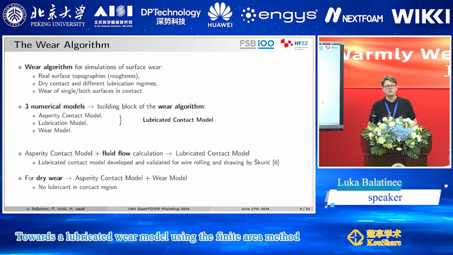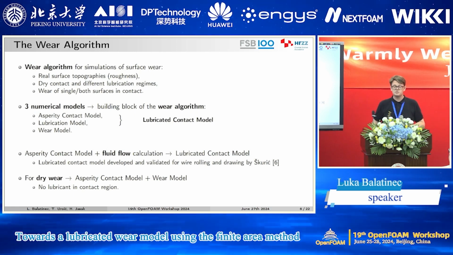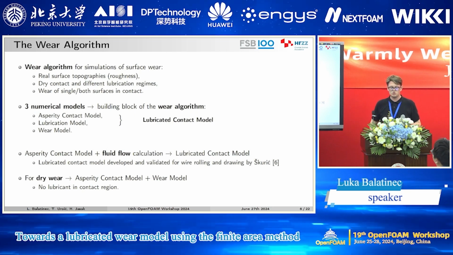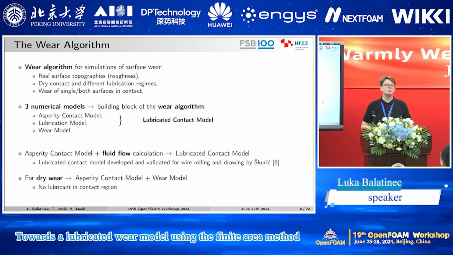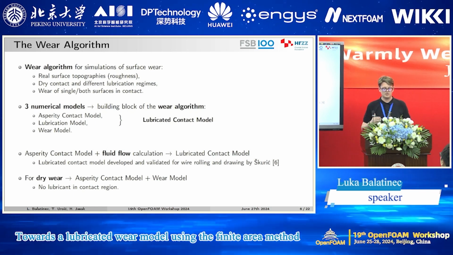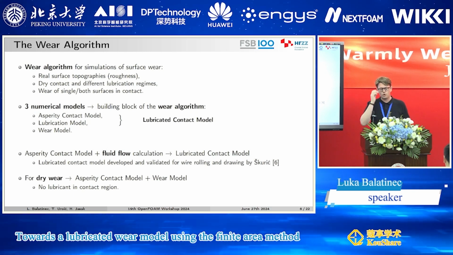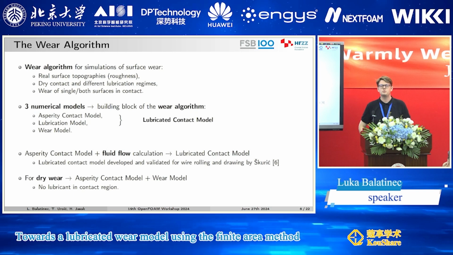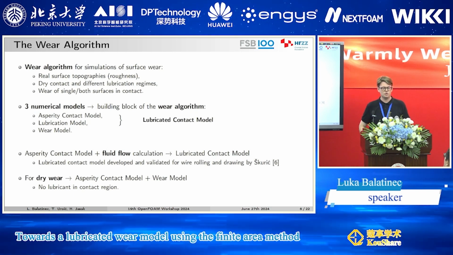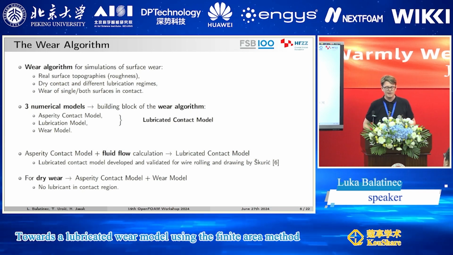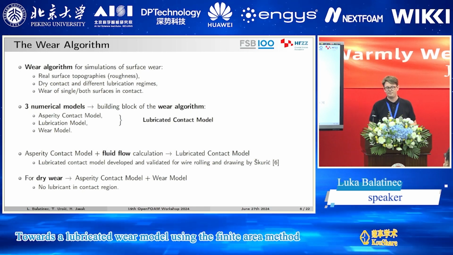First is the asperity contact model, then the lubrication model, and lastly, the wear model. The asperity contact model, together with the lubrication model or the fluid flow calculation, makes the lubricated contact model. The lubricated contact model that we are using in this research has been developed and validated for wire rolling and drawing simulations by Mr. Skuric. Now, for conditions where there is no lubricant in the contact region, meaning for dry wear, we are only using a combination of the asperity contact model together with the wear model.